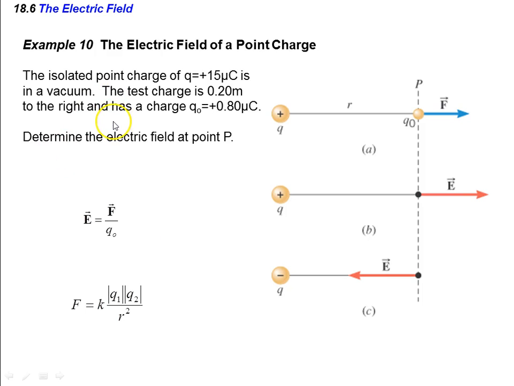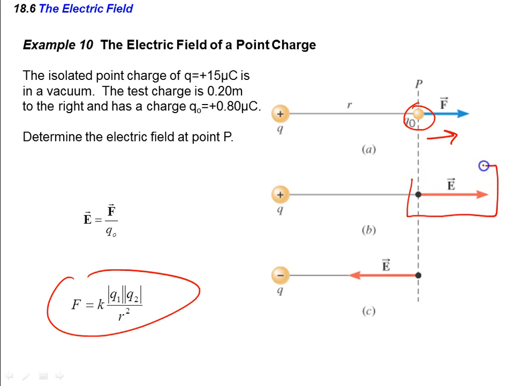Let's look at an example here where we have an isolated point charge of 15 microcoulombs. There's a test charge 20 centimeters to the right that has a charge of 0.8 microcoulombs. We want to determine what is the electric field at that point P where the test charge is. So we want to know, what is this electric field here? This thing is experiencing a force to the right, which we can calculate using Coulomb's law, and that force is there because of an electric field. We want to find that electric field. Since both of these charges are positive, it's going to repel and go to the right.